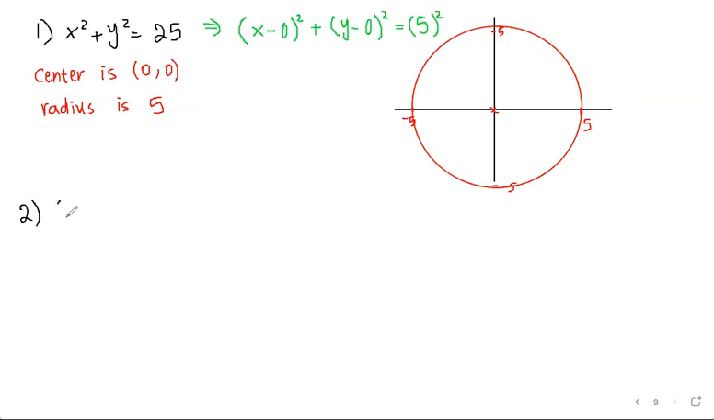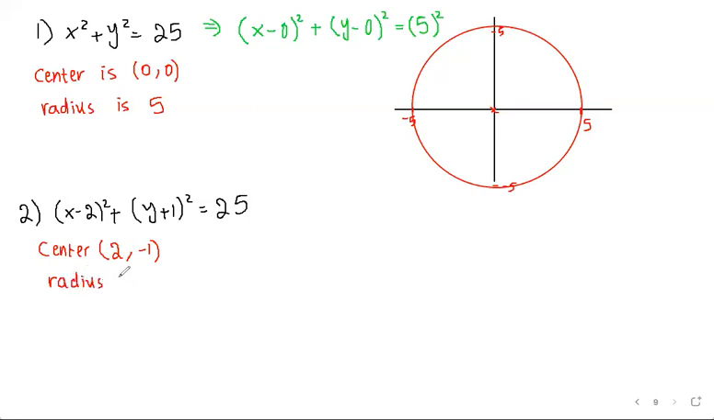x minus 2 square plus y minus 1 plus 1 square equal 25. Who will do it? If the sign doesn't change, the center will be -2, 1, and the radius will be 5. So the center would be like -2 or 2? 2. Add -1. Sign change. Yeah. What is the radius? Plus 5. 5. Same thing like before.